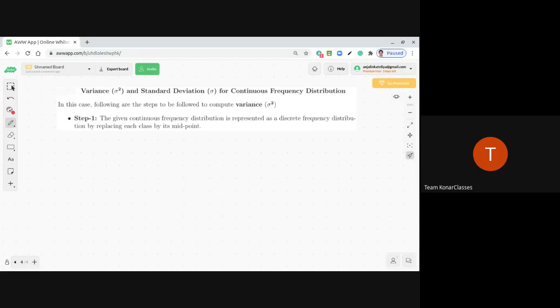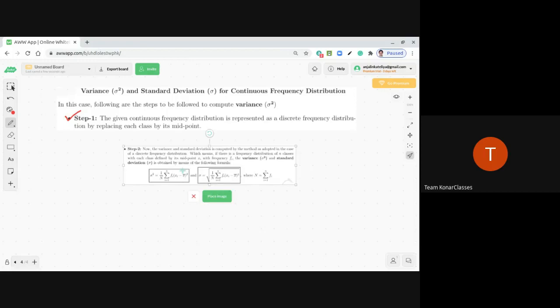For continuous frequency distribution, we need to follow these steps. The first step is that the given continuous frequency distribution is represented as a discrete frequency distribution by replacing each class by its midpoint. That is step 1. Then step 2 is applying these formulas. The moment we find the midpoint values in step 1, step 2 is quite straightforward.